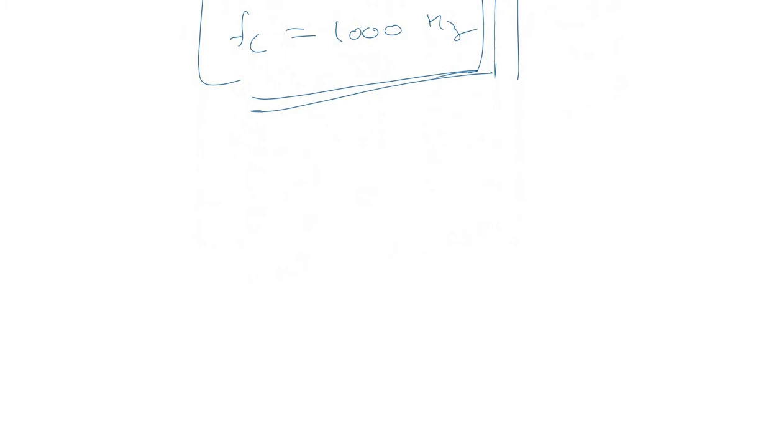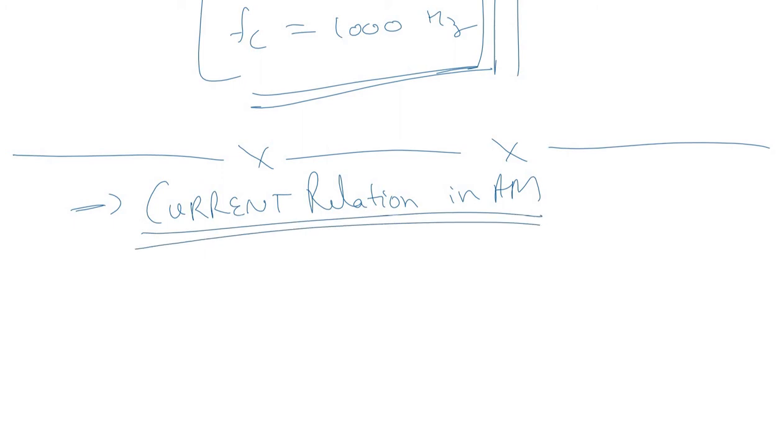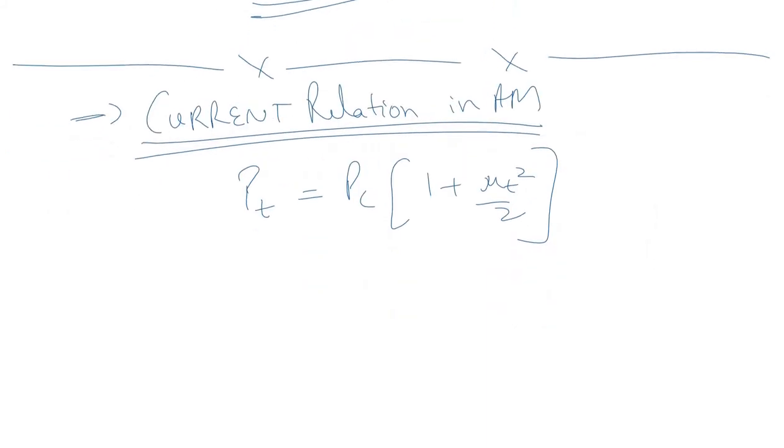Okay, next we'll have a look at a very simple and derivative kind of concept, that is current relation in AM. We already know the transmitted power relationship, that is PT is equal to PC into 1 plus mu T square by 2. T I have used because it is the total modulation index I am using. In case of multi-tone modulation, it can be different, right?